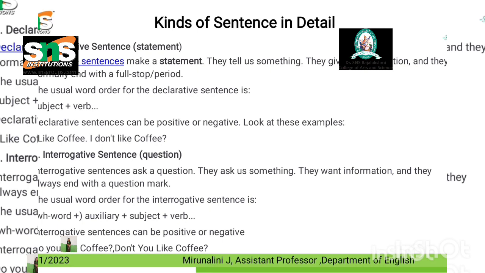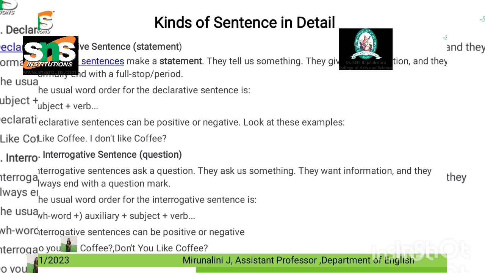For example, I like coffee. This is a positive statement. And then, I don't like coffee. This is a negative sentence. Here, each sentence is considered a statement sentence.